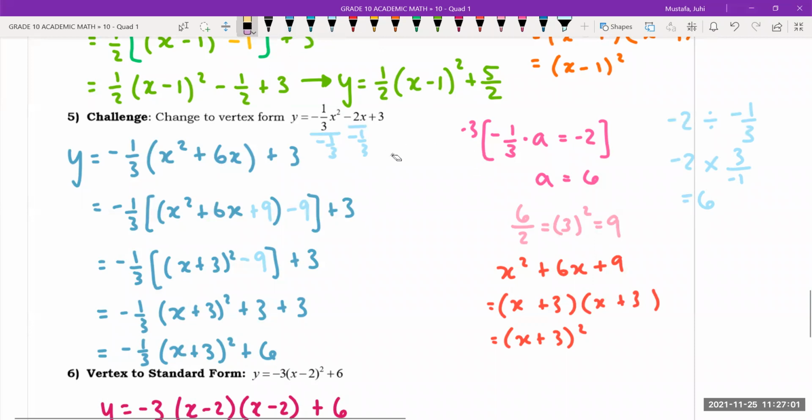Are you taking the reciprocal of the other? You are, yeah, you are taking the reciprocal of this number. You're basically doing -2 divided by -1/3, which is -2 times 3 over -1. Is that the regular way? Yeah, you can show it either way. It doesn't matter which way. Either way, you're going to get 6 as your answer.